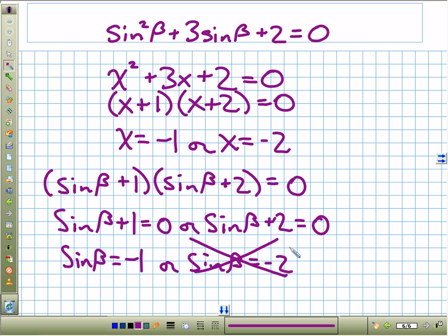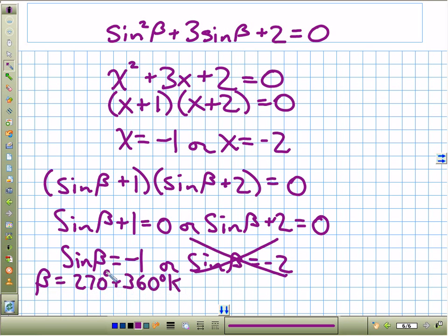Now, where does sine beta equal negative 1? On the unit circle, just look at one time. Well, think about this. Where does sine equal 1? You're right. Chad, yeah, it equals negative 1 at 270. That's right. So what we could do is we could say beta equals 270 plus 360k, if we're in degree mode. You know, if we're dealing with degrees.